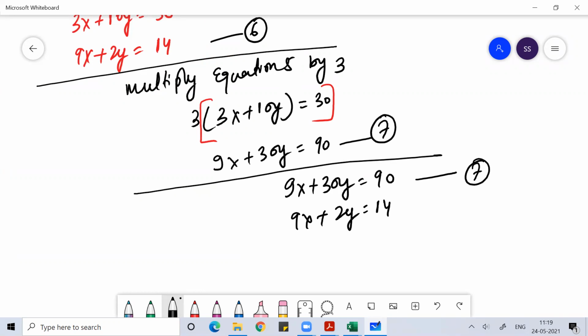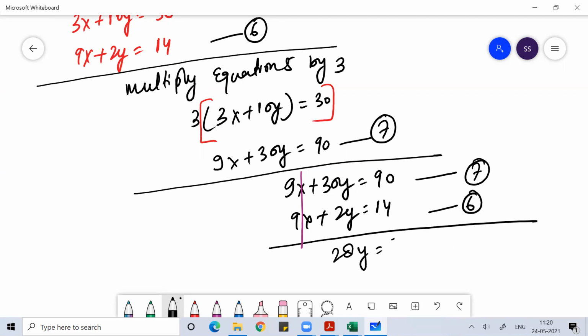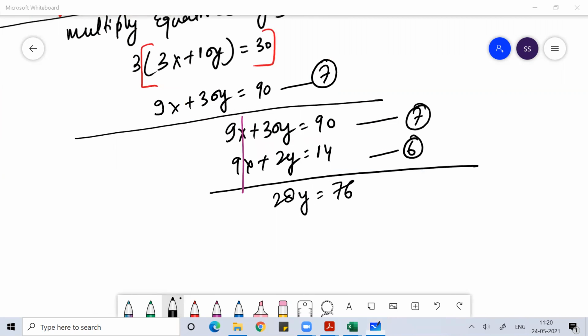Okay, so this was equation 7, this was equation 6. Now I can cancel x and x, subtracting equation 6 from equation 7. I can find this is 28y is equal to 76, correct? So 76 plus 14, yes, so 10, 7, 8, 9. So I can say y is equal to 76 by 28.